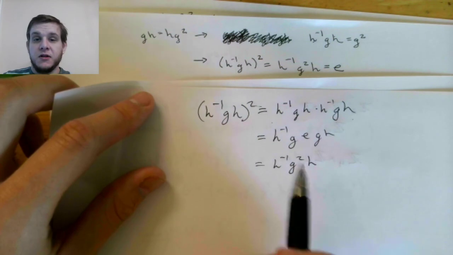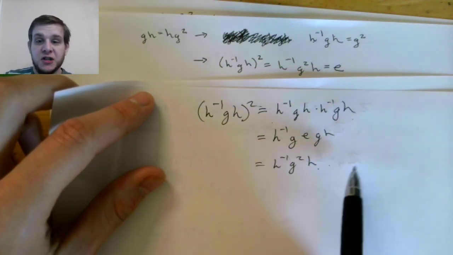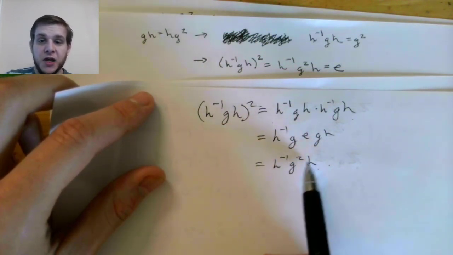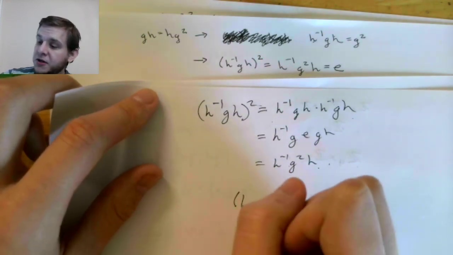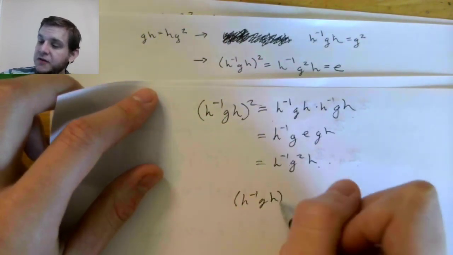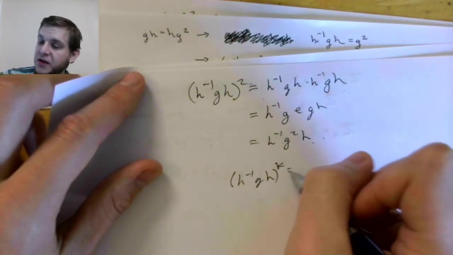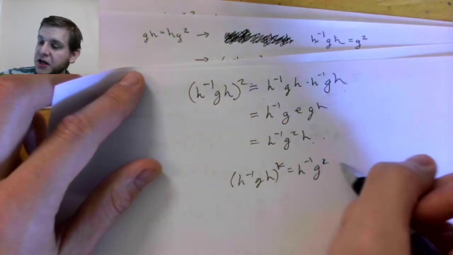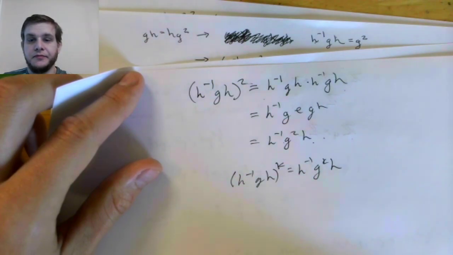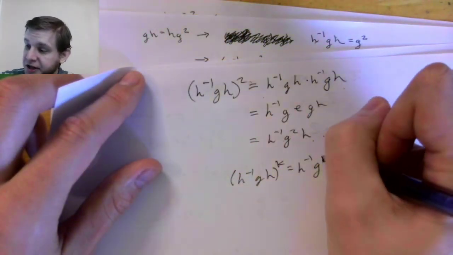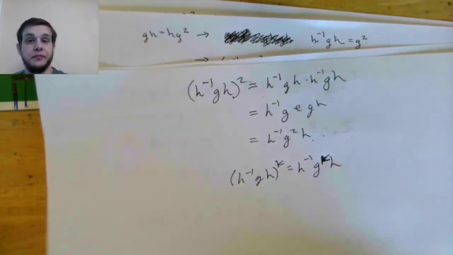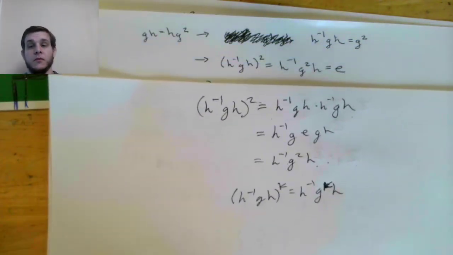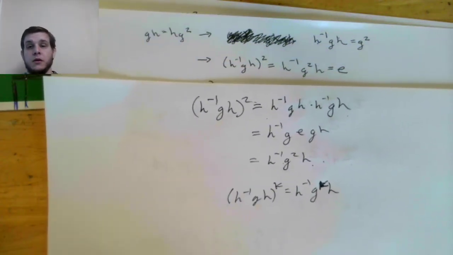And by induction, if I multiply by h inverse g h again, the h and h inverse will cancel, so I just get g squared times g. So in fact, by induction, you can prove that h inverse g h to the k is just h inverse g to the k h. And this is why conjugation is so nice, because it basically takes powers to powers. So this element squared is equal to the identity.